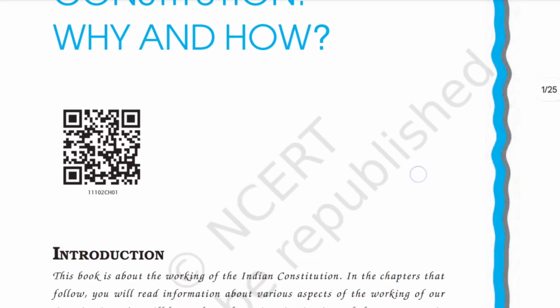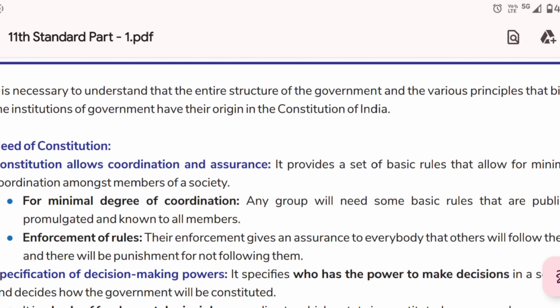Constitution: Why and How. It is necessary to understand that the entire structure of the government and the various principles that bind the institution of government have their origin in the Constitution of India. So what is the need of a Constitution? The Constitution allows coordination and assurance.